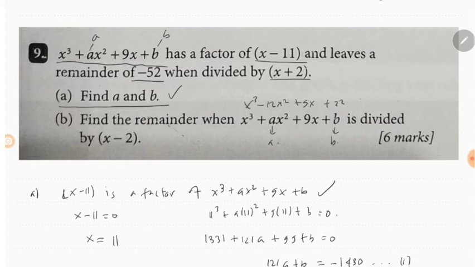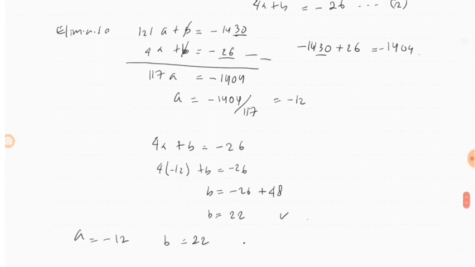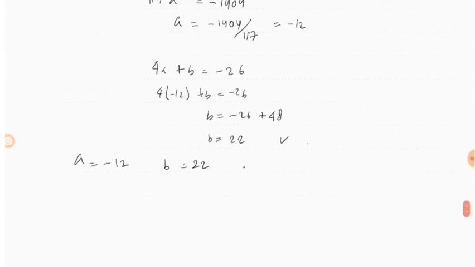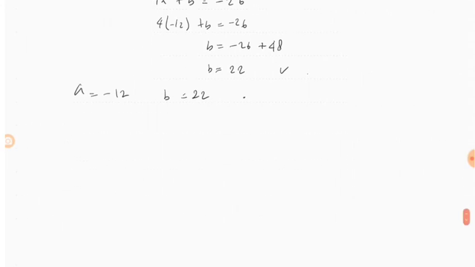Okay, so we divided by x minus 2. There are two ways to answer that one. The first, you can use the Horner method. The second is substitution to find the remainder. Okay, we look at the Horner method.